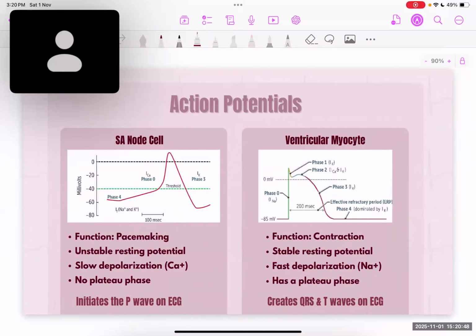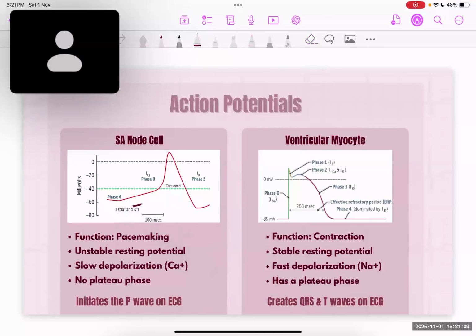Why are we doing action potentials here? We're going to correlate them with how we see them on an ECG. The two main action potentials are the SA node cell action potential and the ventricular myocyte action potential. For the SA node, the main function is pacemaking. It does not have a stable resting potential. As you can see, the resting potential is not stable at all.